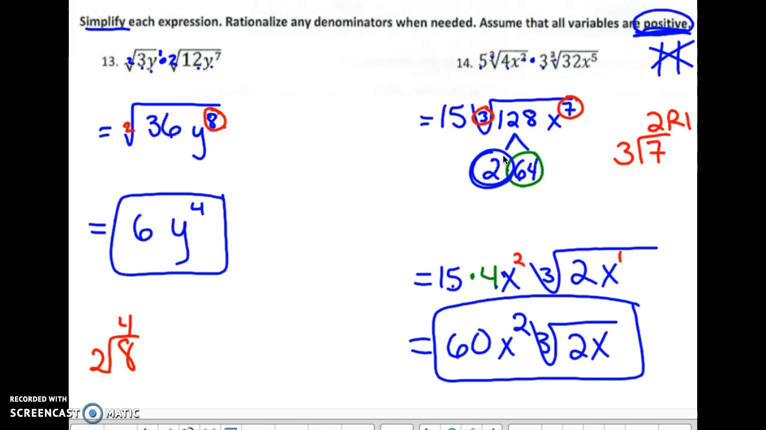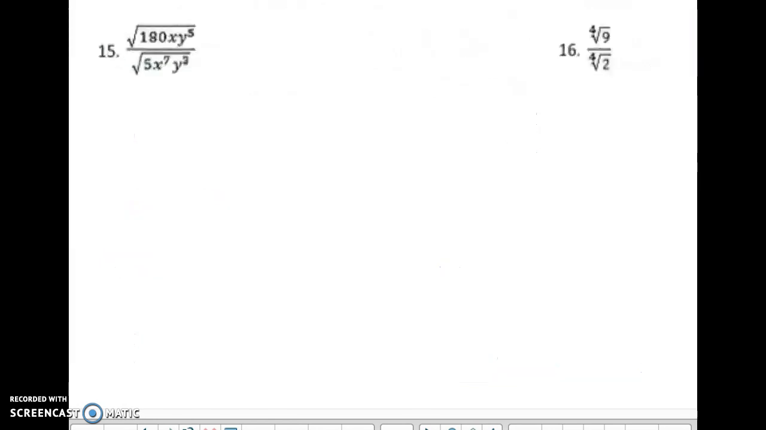Moving on to number 15. We have a fraction, and so it can seem intimidating, but the first thing I want to do on here is simplify. So I look at 180 and the 5, the coefficients, and they actually divide. 180 divided by 5 is 36. So I'll put that up top.